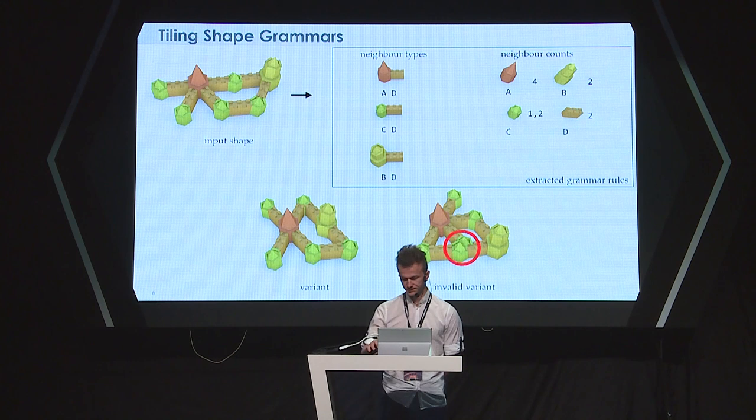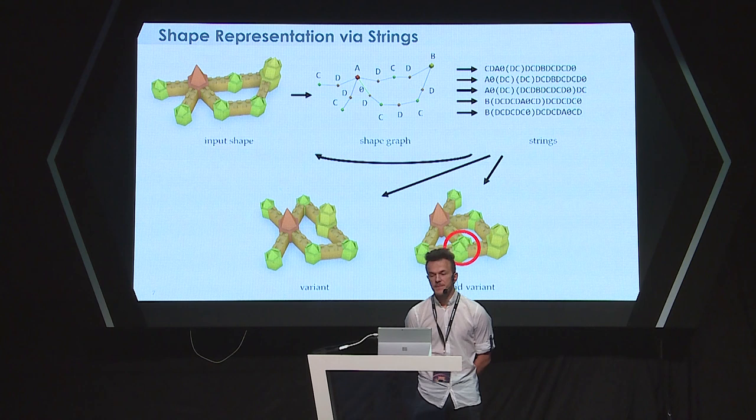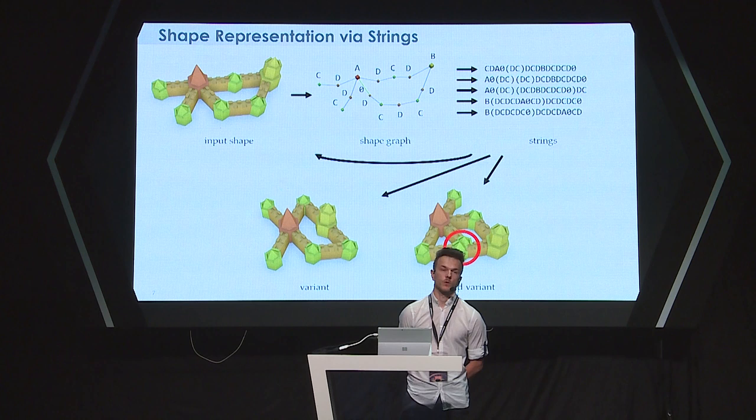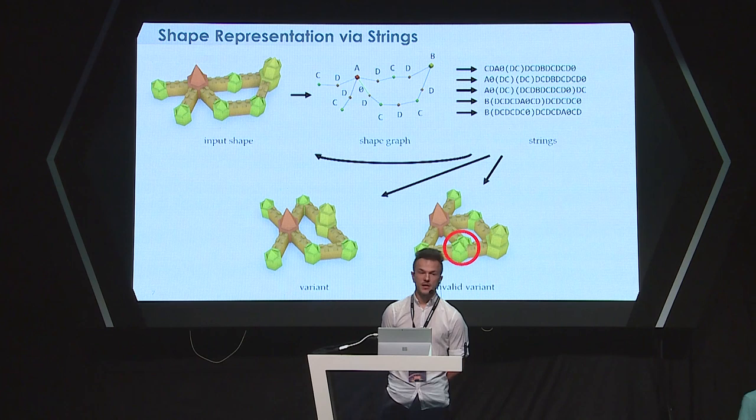We address the problem of shape synthesis with the core idea of our paper: shape representation using strings. What we do is we convert the input shape into a shape graph. We compute the contact graph of its building blocks or pieces, and then we map the topology of this graph to one or multiple strings. The strings can be mapped back to 3D models.